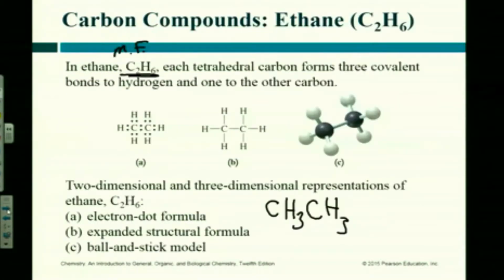This would be called the compressed structural formula, okay? Where instead of showing all the bonds, we just say there's 3 hydrogens on this carbon, 3 hydrogens on this carbon. We assume that the 2 carbons are connected. Does that make sense? This is called a condensed or compressed structural formula. This is expanded. These are both structural formulas. This one shows all the bonds. This one doesn't show all the bonds. Okay?